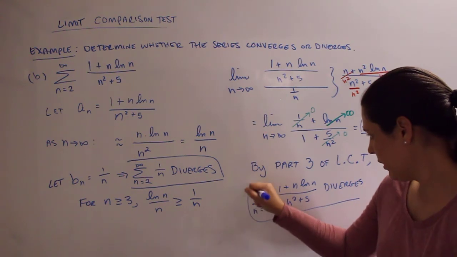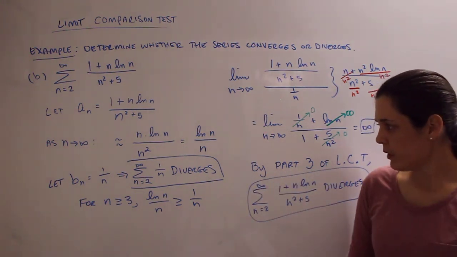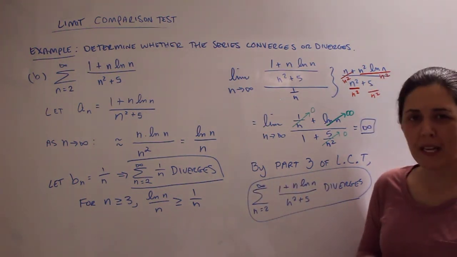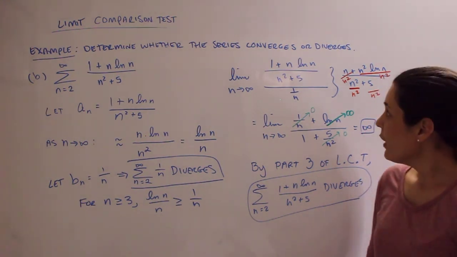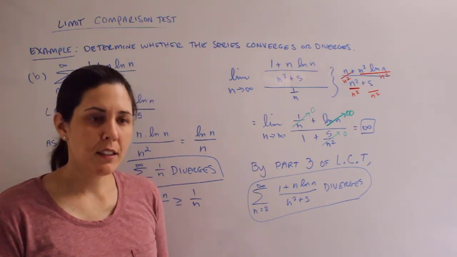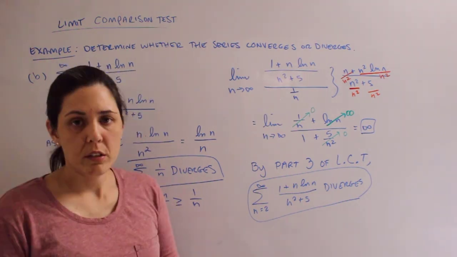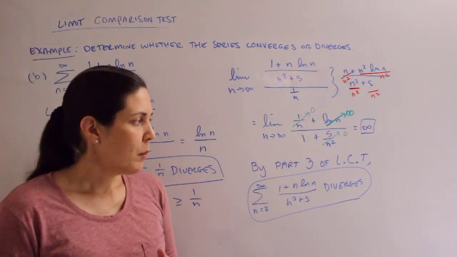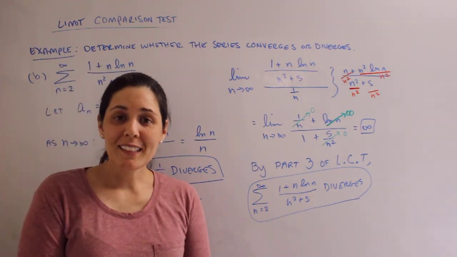All right. A lot of the time you will compare with 1 over n, but not always. You might compare with a geometric sequence like we did in the direct comparison test. So there are different series that you'll compare with, but you'll start to get a feel for that. All right, and that's it for this section.